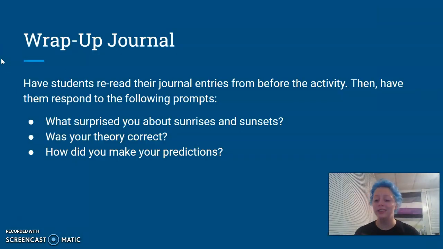And you're going to end this activity with a wrap-up journal. Have your students reread their journal entries from before the activity. Then you're going to have them respond to the following prompts. What surprised you about sunrises and sunsets? Was your theory correct? And how did you make your predictions?